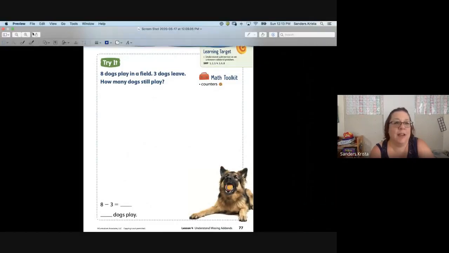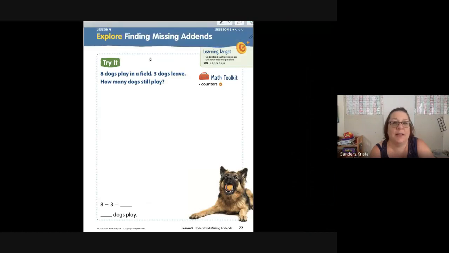All right, we are looking at a new math lesson this week. This is lesson 4, and we're talking about finding missing addends, okay? When we're talking about missing addends, that means we are looking for one of our parts that is unknown. And we've been talking a lot all year long so far that a part and a part equals a whole. Okay, so I'm going to draw a number bond.